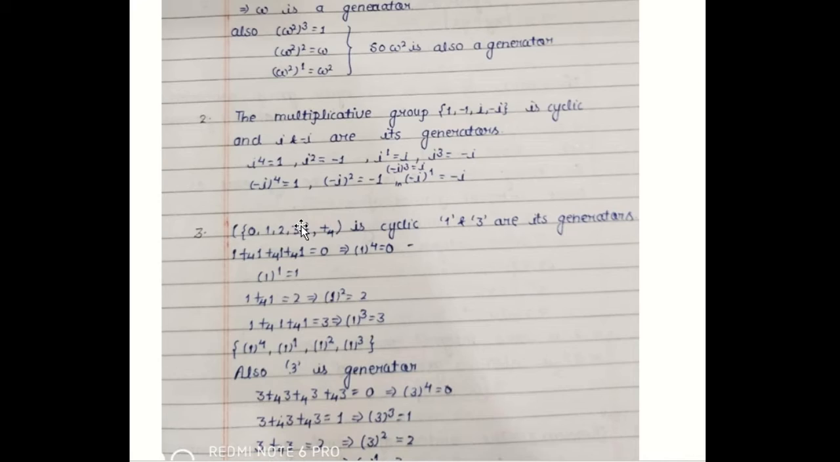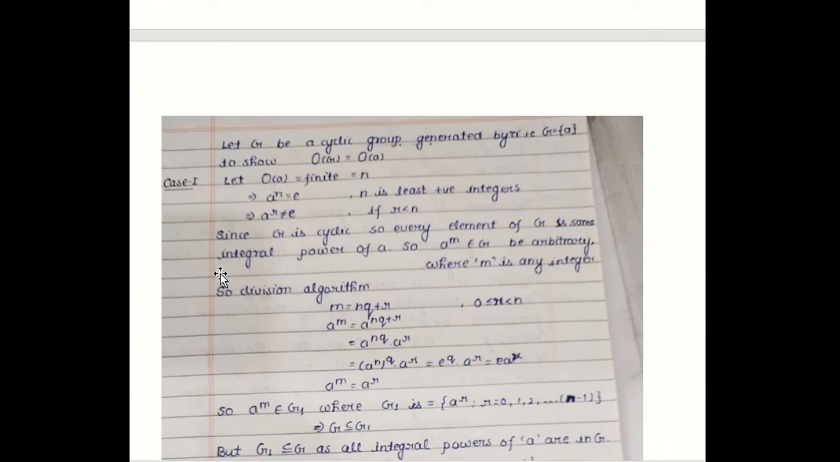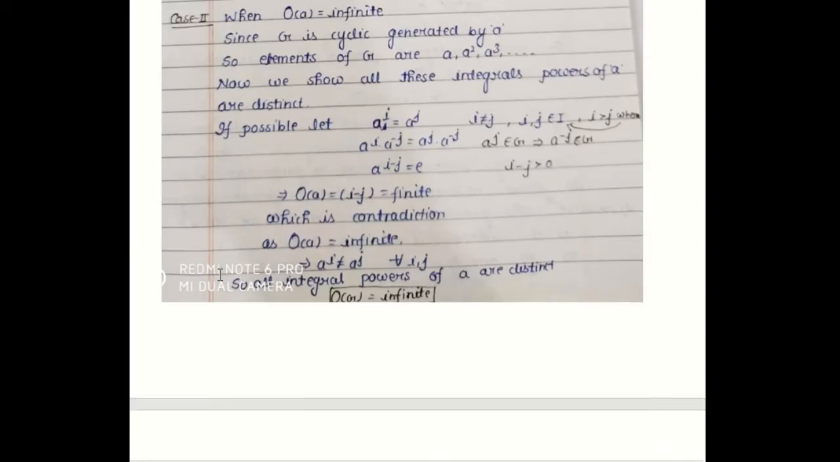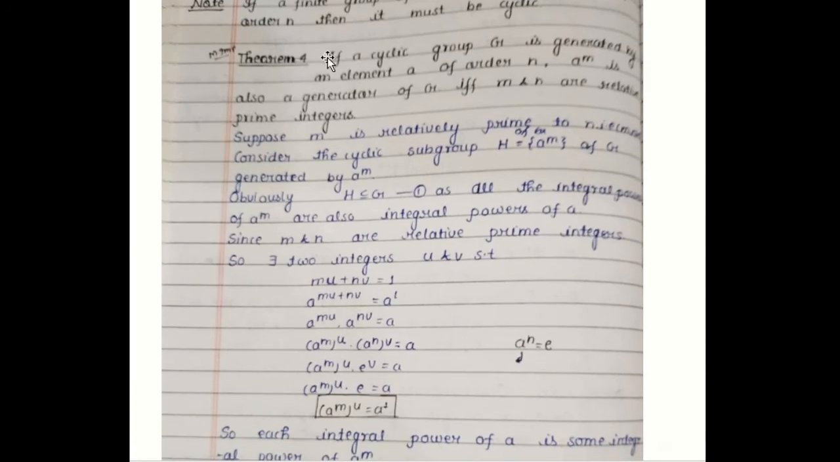Now one more theorem we are going to explain. If a cyclic group G is generated by an element a of order n, then a to the power m is also a generator of G if and only if m and n are relatively prime integers. That means, suppose m is relatively prime to n, so their greatest common divisor is equal to 1.